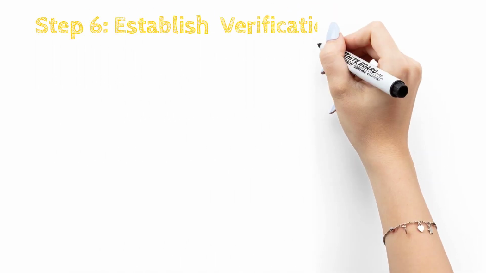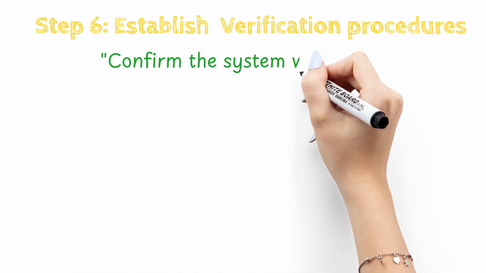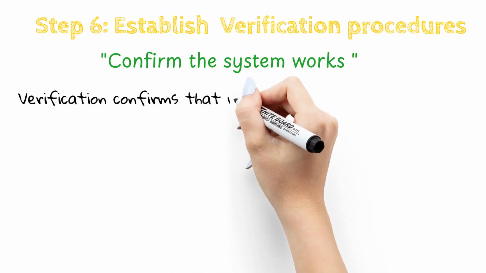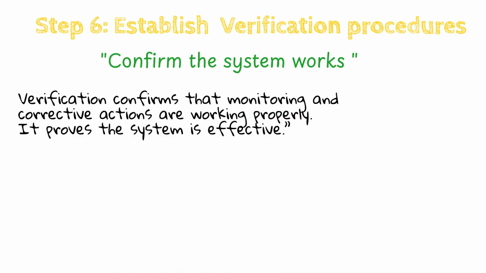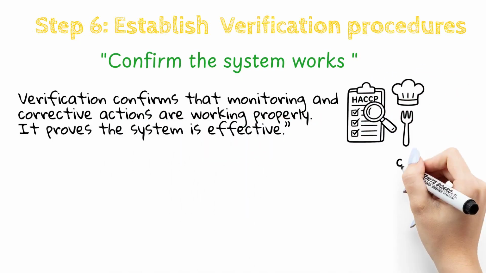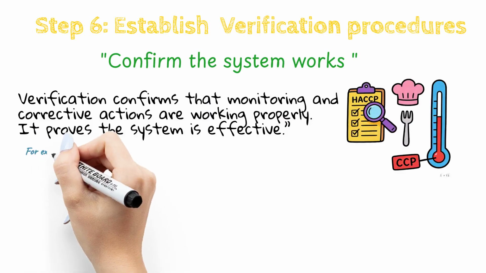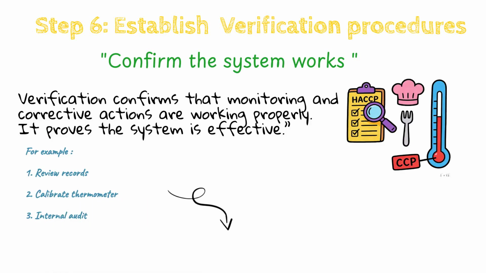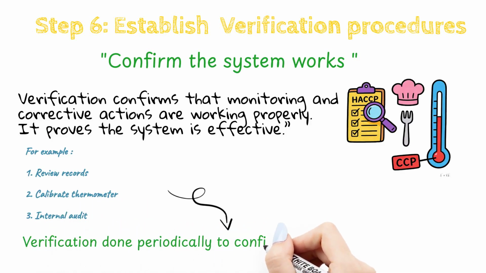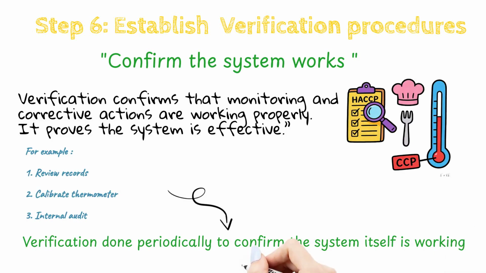Step 6. Establish verification procedures. This is to confirm the system works. Verification confirms that monitoring and corrective actions are working properly. It proves the system is effective. For example, review records, calibrate thermometer, internal audit. Verification is done periodically to confirm the system itself is working.